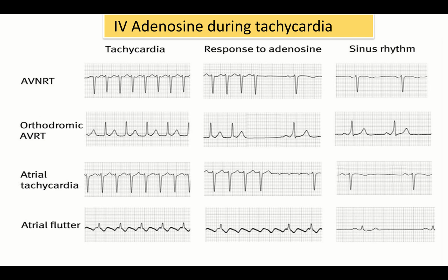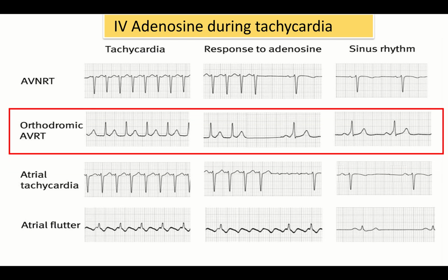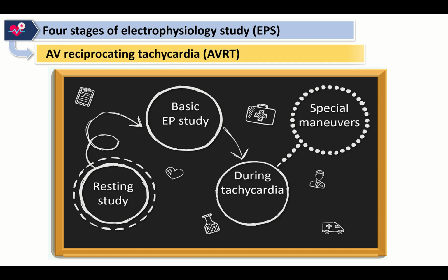And these are the examples, and I want to highlight the role of IV adenosine in orthodromic tachycardia, in which it's a short RP tachycardia, RP interval more than 70 milliseconds. Then on adenosine, the response is sudden termination back to sinus rhythm with manifest pre-excitation. So adenosine is useful to terminate orthodromic tachycardia and for sure confirm the diagnosis.